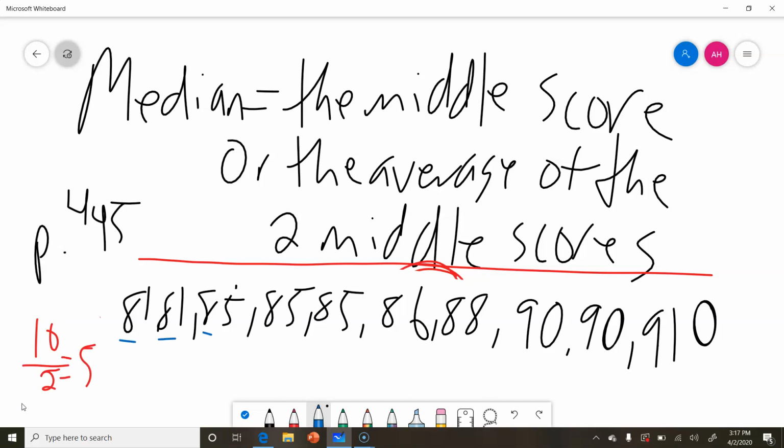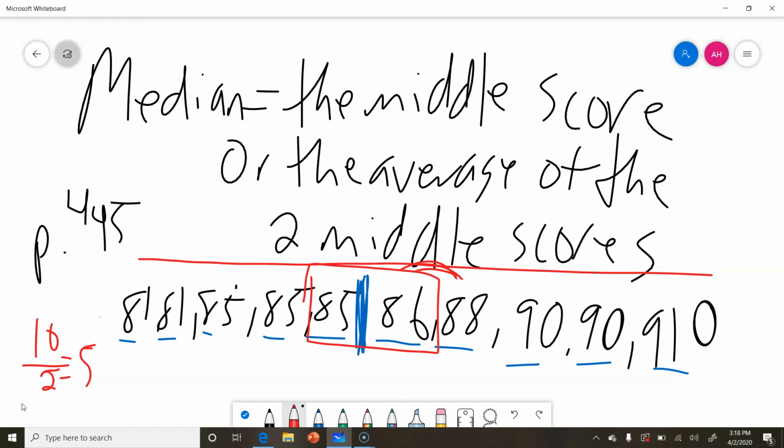I need to go 1, 2, 3, 4, 5. I go 5 from this end. 1, 2, 3, 4, 5. Uh-oh, there's nothing in the middle. This would be the middle one, but there's no number there. So what you see here is these two. Those are the two middle scores, 85 and 86.